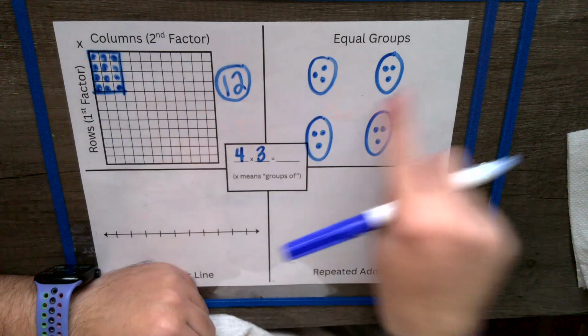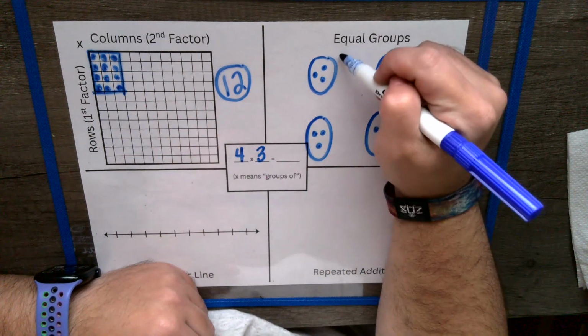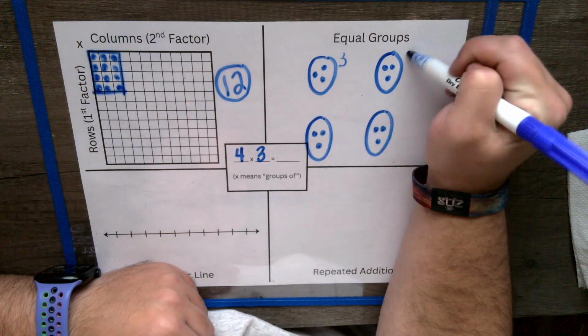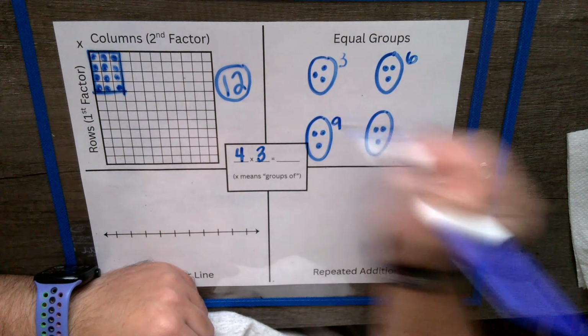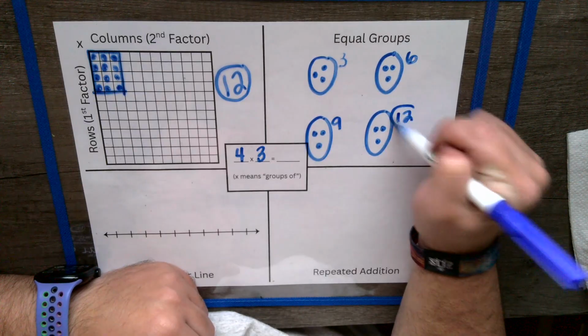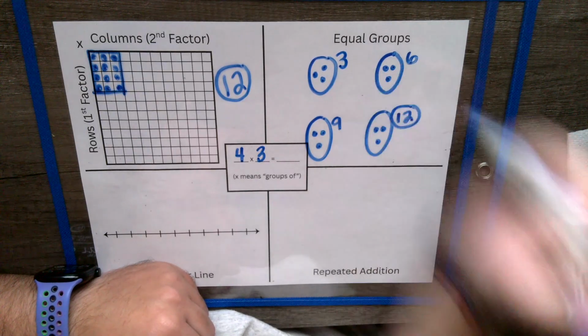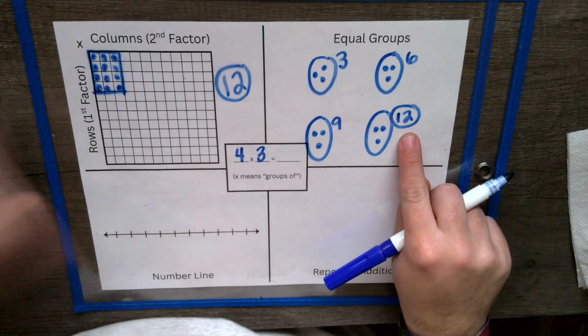And just like I did with my arrays, now I'm going to count them up. 3, 4, 5, 6, 7, 8, 9, 10, 11, 12. So with this strategy, I was also able to find 12 as the product of 4 times 3.